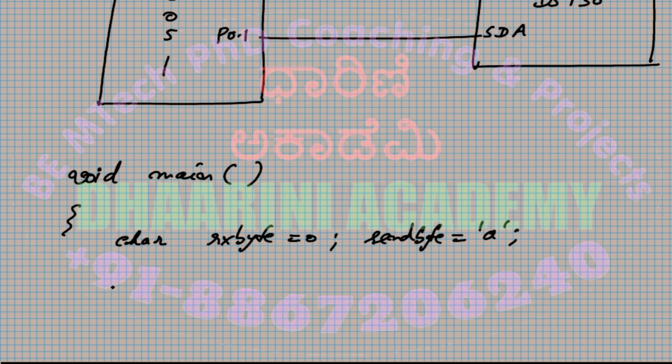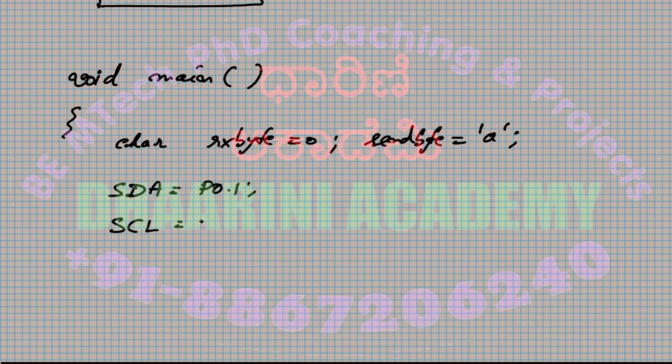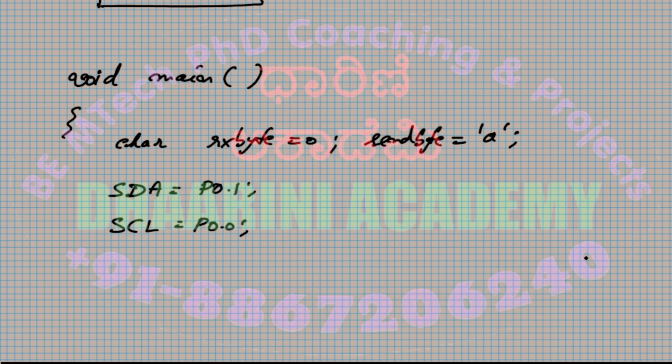Now you see, the SDA, you have to tell where it is. What is SDA according to you? It is P 0.1. SCL is P 0.0. So in a sense, whenever we try to use this, the machine has to access these two pins. Are you okay? Right, then let's move further.